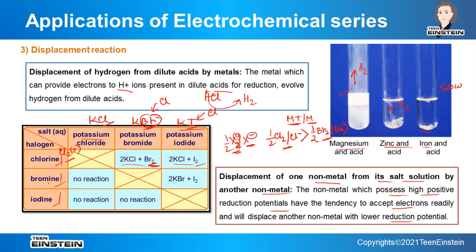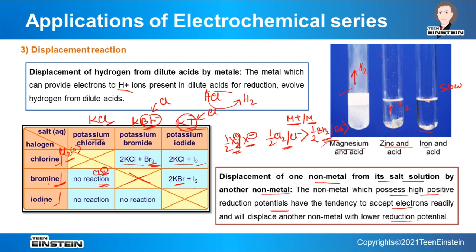Similarly, if you take bromine and add it to KCl, there will be no reaction because bromine is in 0 oxidation state, and in KCl, Cl is in negative oxidation state, but bromine cannot accept electrons from Cl minus, since it would itself be reduced to Br minus, which has a lower reduction potential value. That is why reaction is not possible. But bromine can accept electrons from I minus, so now KI is converted to KBr.